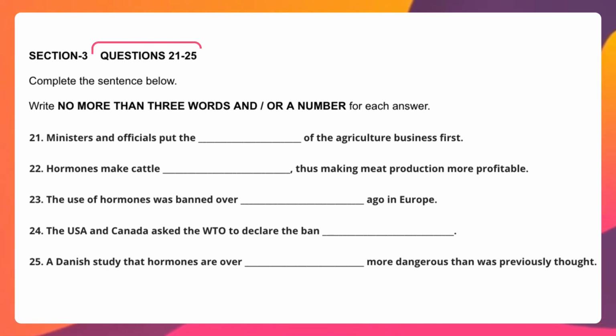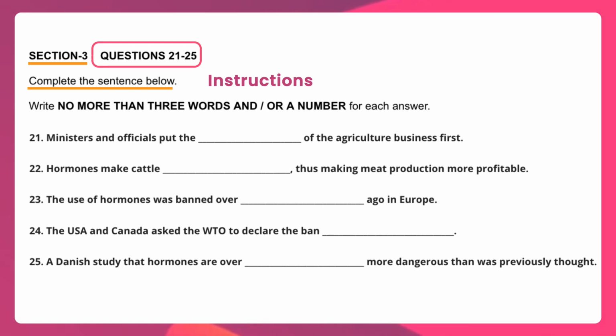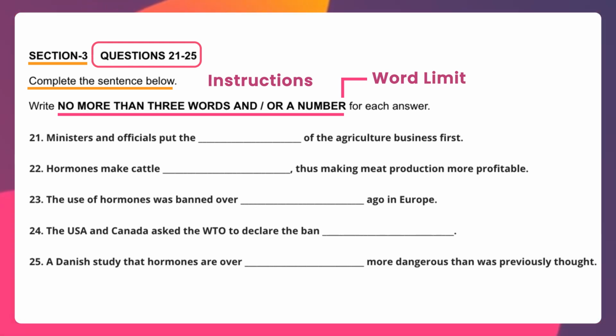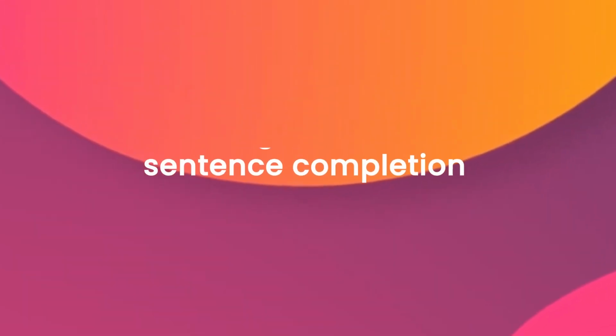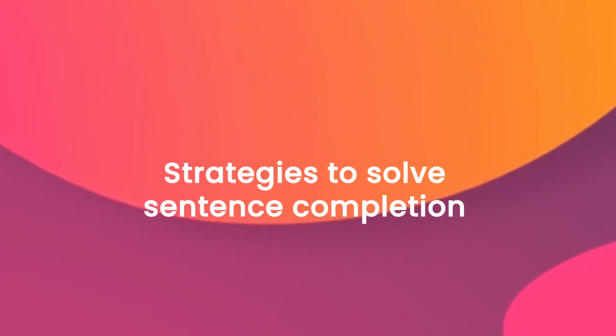Let's look into the different sections of this particular question task. Coming to questions 21 to 25, which states that this is in section 3. The instruction says complete the sentence below and the word limit is no more than 3 words and or a number. That means you can write 1 word, 2 words or 3 words and you can only limit it to a number. There are 5 questions from 21 to 25. There are blanks and you have to be very careful with the words before and after the blanks.